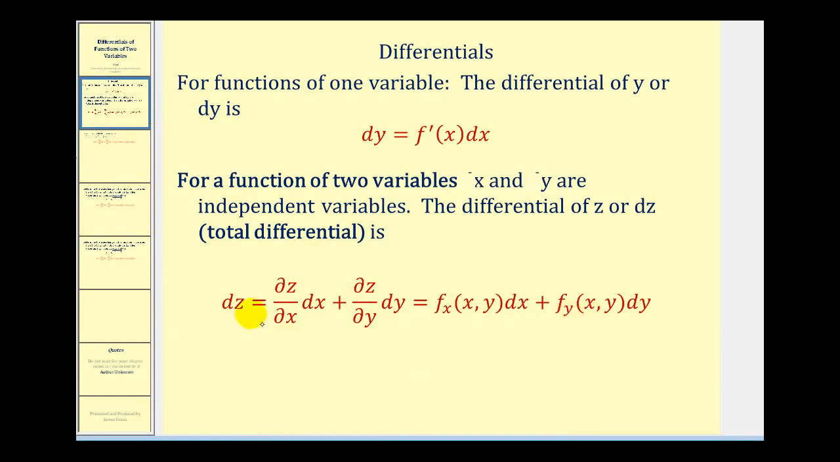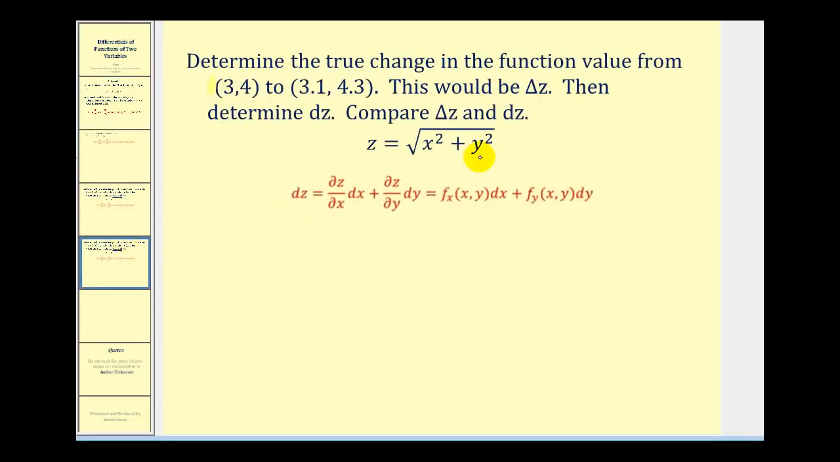And remember, differential z can be used to approximate the true change in z when the values of x and y change. To get a better feel for this, we're going to compare delta z, the true change in the function, to differential z, the approximate change in the function, when x changes from 3 to 3.1 and y changes from 4 to 4.3. So let's first calculate the true change in the function value, and then we'll determine differential z.